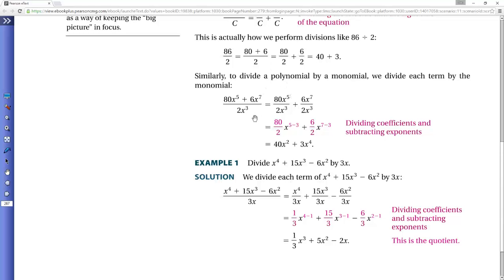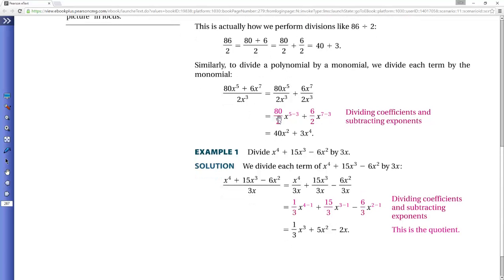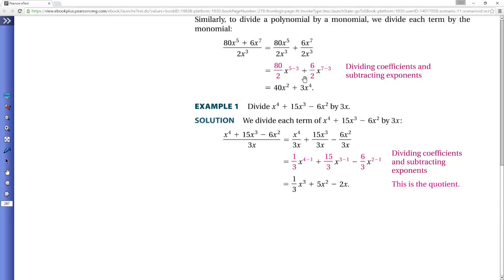Then I can basically follow the rules we just went through. I can simplify each one of these fractions. I can do the division of the constants, which is going to be 40, and subtract the exponents. I get x to the 2 power. 6 divided by 2 is 3, and x to the 7th over x to the 3rd is x to the 4th.